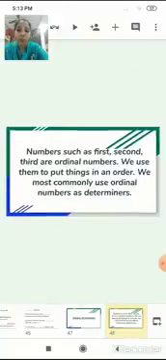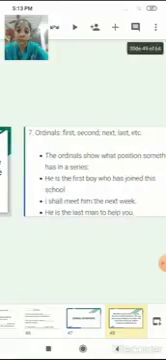This was the 5th exam of science that he had failed. Okay, so that means we are using an article over here. Now let me explain this once again to you. Numbers such as first, second, third are ordinal numbers. We mainly use them to put things in an order. And we most commonly use ordinal numbers as determiners.